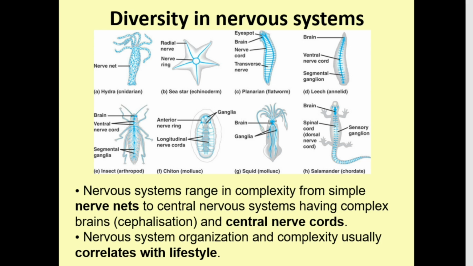And again, this all requires coordination between the muscles of the body. Active hunting and actively moving around within your environment requires that you have a more complex nervous system. The more sessile you are, the more passive you are, so up here we've got the most passive of them all, all of these animals.